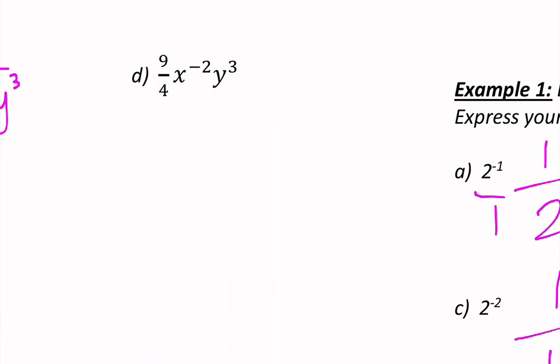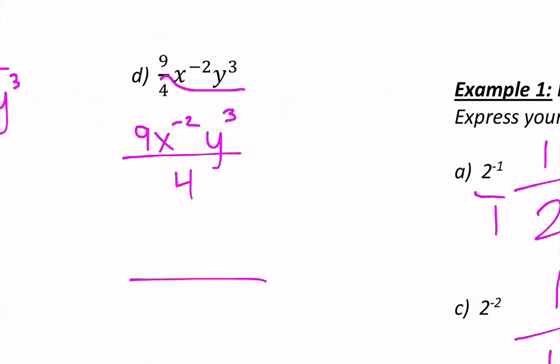Okay, D is kind of weird because it's kind of part fraction, part not. So what I'm going to do is turn it into one big fraction by just extending this guy. So really, I have 9x to the negative second, y to the third on top, and I have 4 on bottom. All right, it's already a fraction, so I'm going to go ahead and start with my constants.